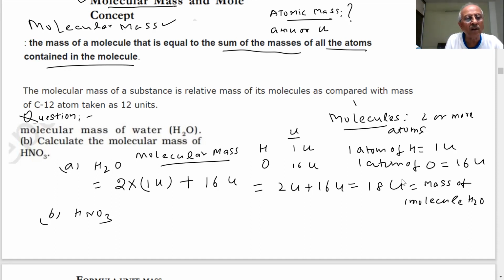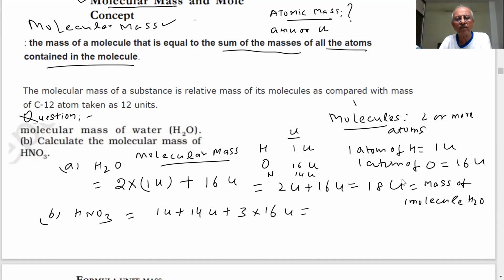These values you already know. Atomic mass of hydrogen, 1 U, oxygen. And what is the atomic mass of nitrogen? How much is that? 14 U. Then what will be this? One hydrogen is how much? 1 U. Plus one nitrogen is 14 U. Plus 3 oxygen? 3 into 16 U. What is the answer coming?